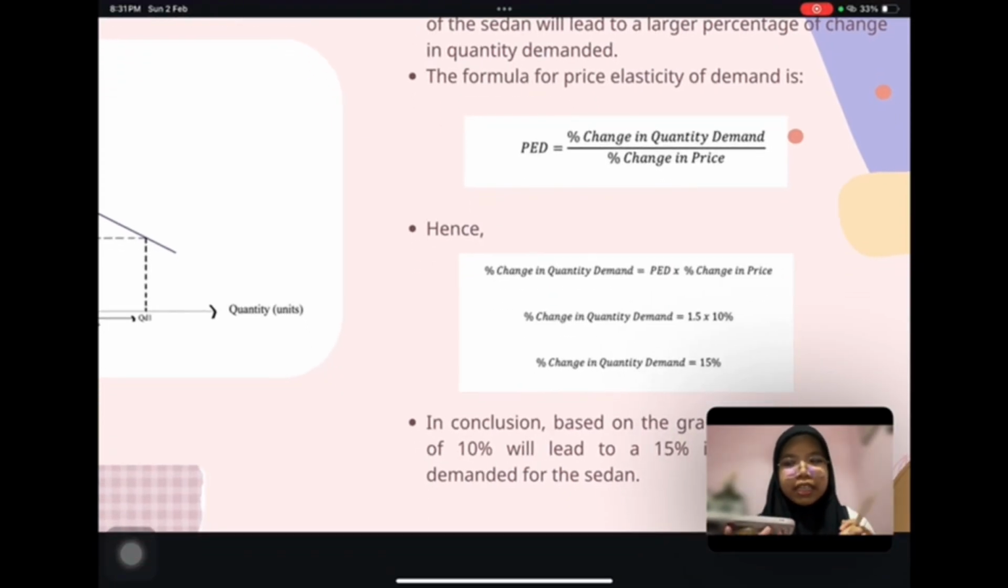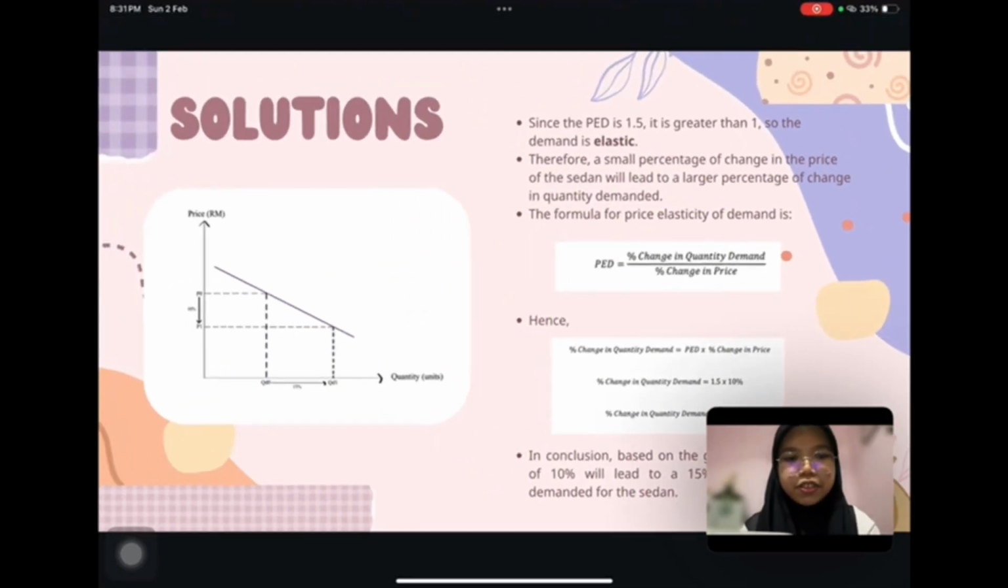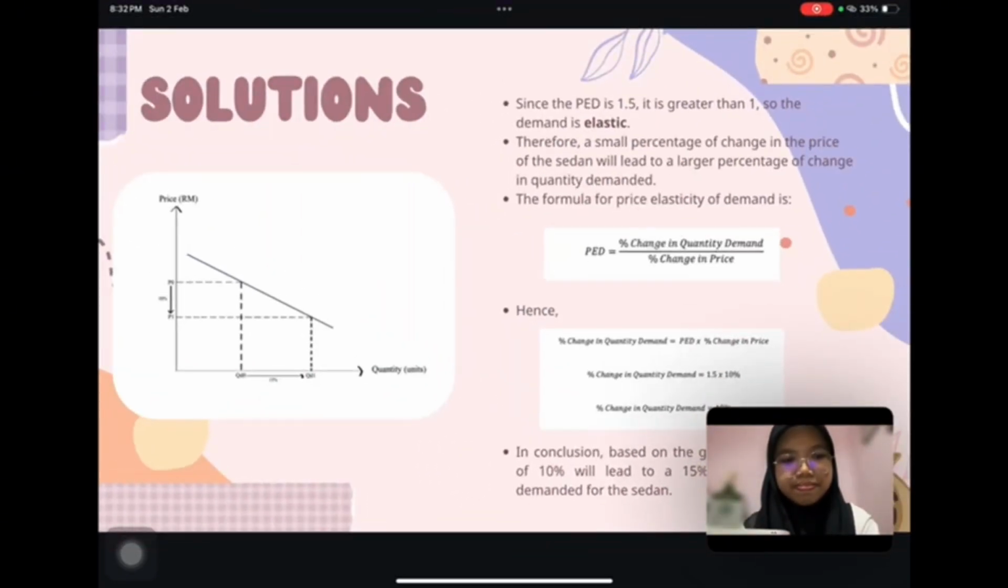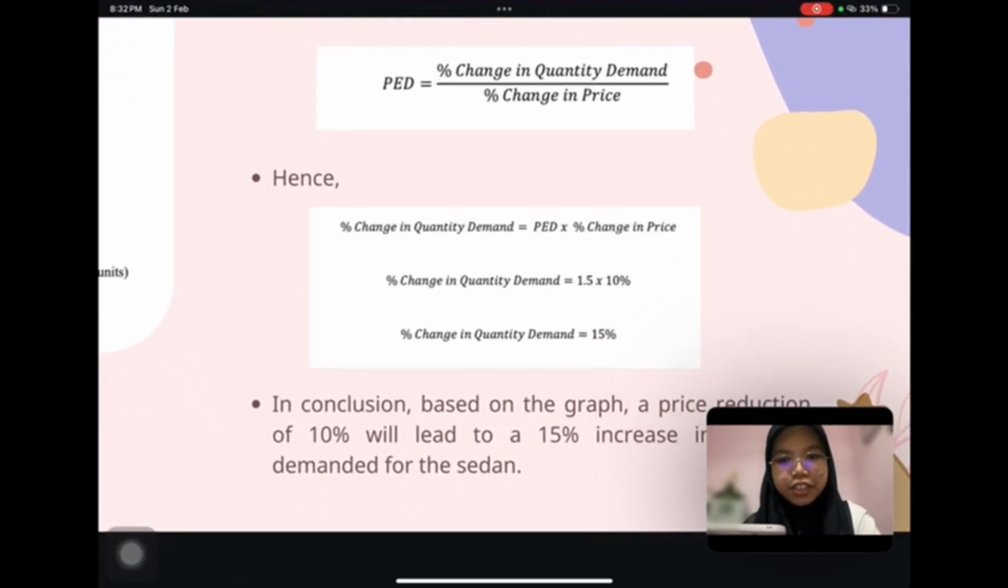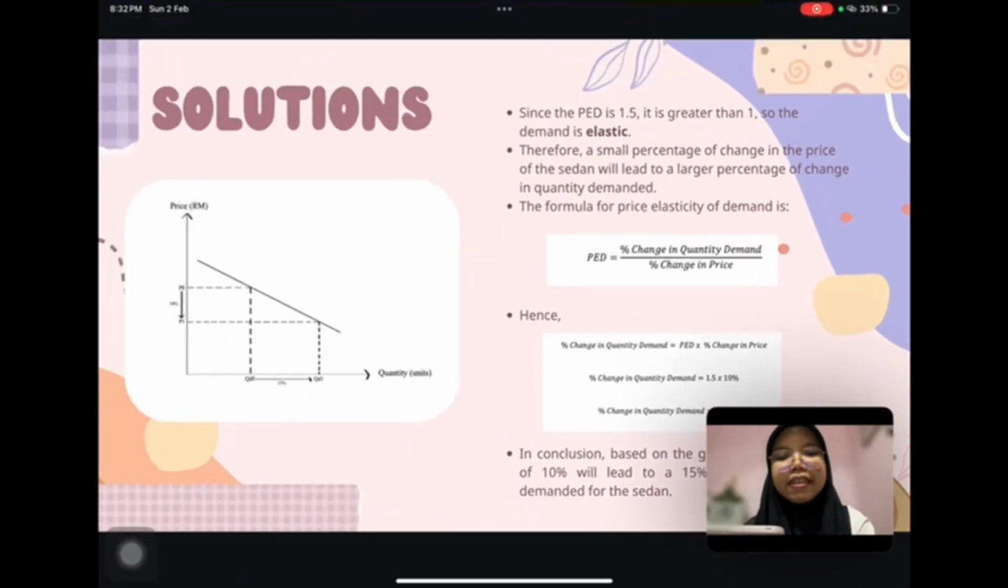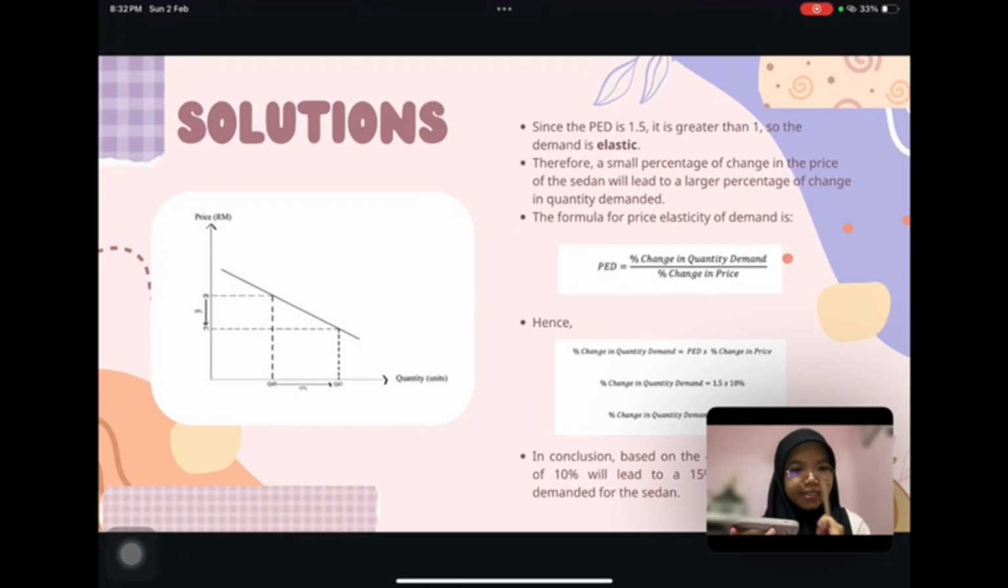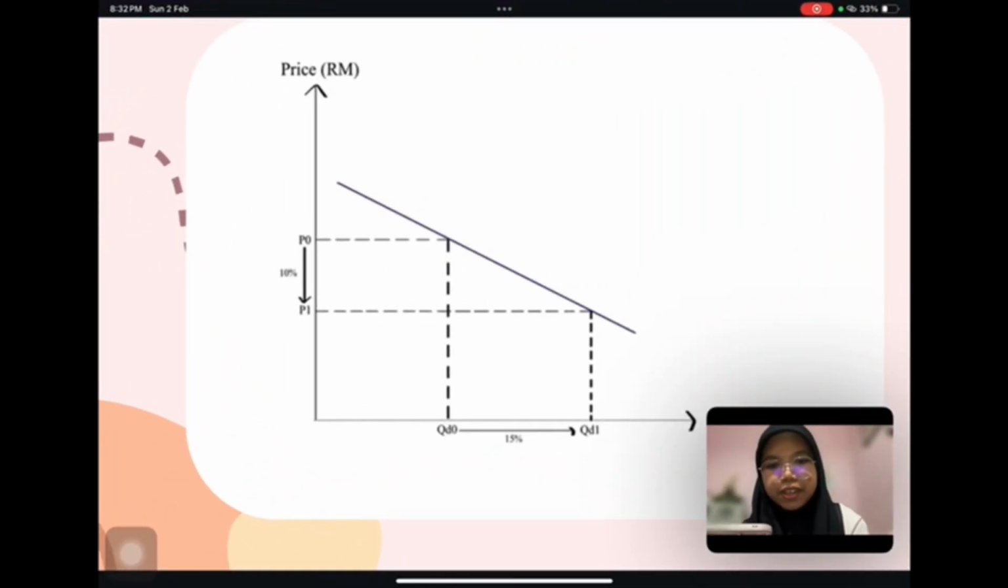So how to calculate the percentage of change in demand is, as you can see here, the percentage of change in quantity demand equals PED times the percentage of change in price, which is 1.5 times 10%, and you will get the answer 15%. So in conclusion, based on the graph, a price reduction of 10% will lead to a 15% increase in the quantity demanded for the sedan. As we can also see from the graph here, from QD0 to QD1 will increase as much as 15%.